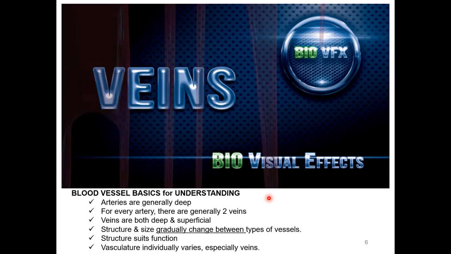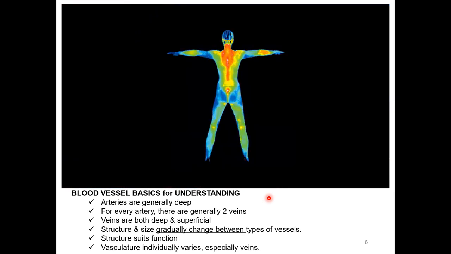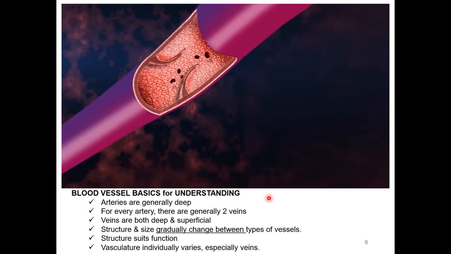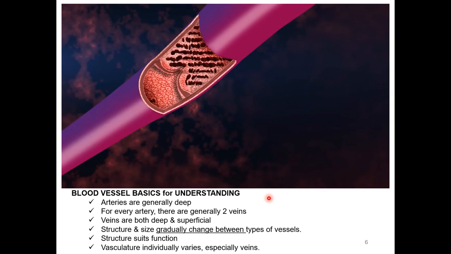Now moving on to veins. Veins are generally visible just below the skin. One reason for that is to regulate body temperature. Another special feature found in veins are valves.